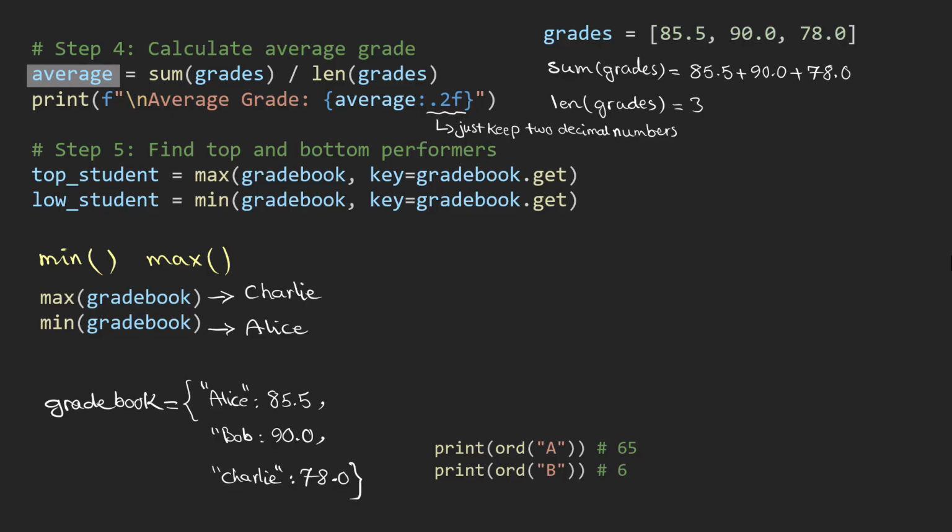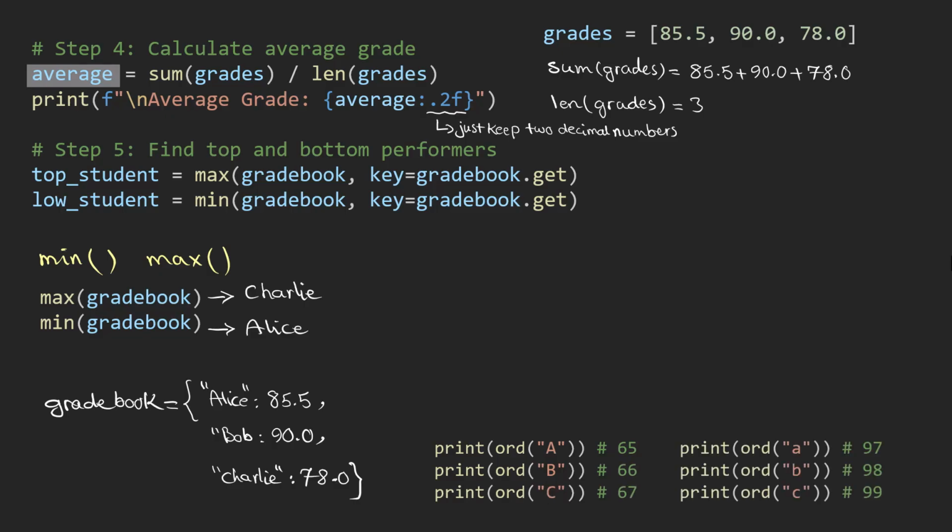The problem here is that the min and max functions are comparing the keys, which are strings. Python compares the strings based on some standard numerical values that are associated with each character. Pay attention that these numerical values for lowercase letters are more than the values for the uppercase letters.